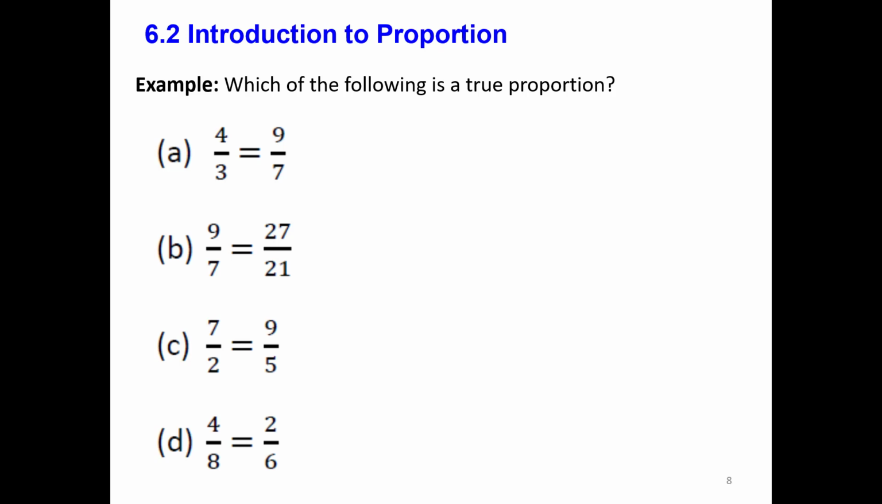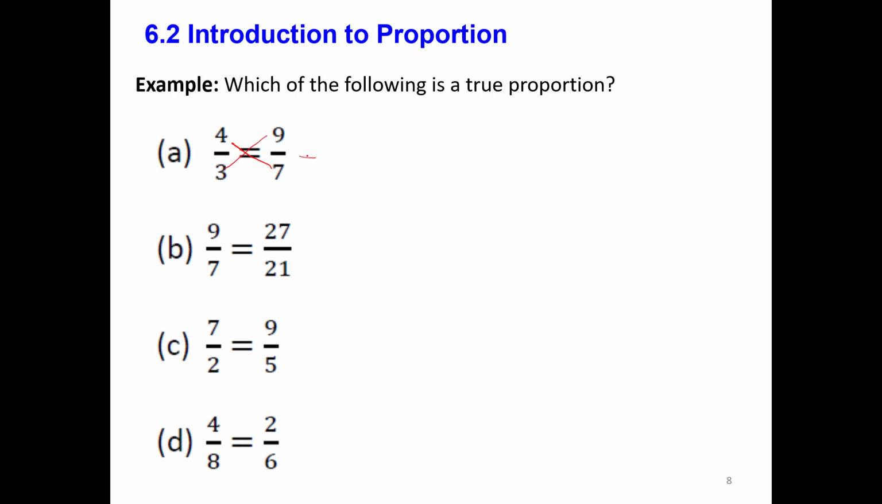Let's try to solve this set of problems. We want to know which of the following are true proportions. To do that, we will use the property we know: the product of the extremes must be equal to the product of the means.